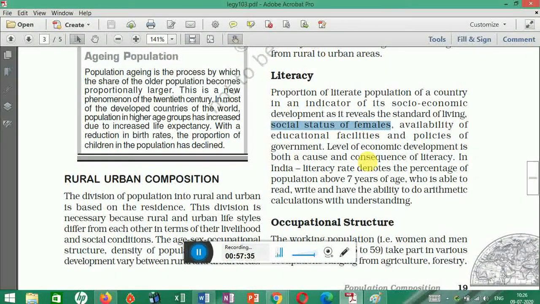At the same time, a higher literacy rate also indicates the availability of educational facilities, that is the number of schools. The higher the literacy rate, we can assume the higher the number of educational institutions and the policies of government. So literacy rate is an important indicator of the socio-economic development of a country. You may say that there is a direct relationship between the literacy rate and the socio-economic development. The higher the literacy rate, the higher the economic development.